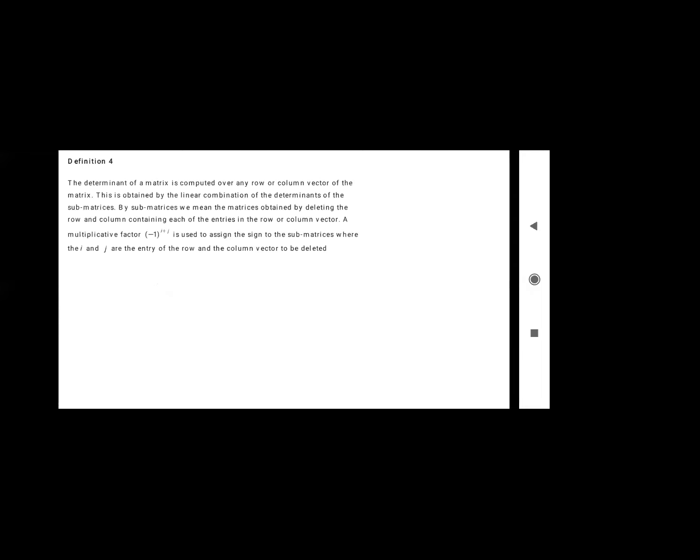So here we have the determinant of a square matrix. We are still on the same one that we have done. Now, the determinant of a matrix is computed over any row or column of the matrix, and this is obtained by the linear combination of determinants.